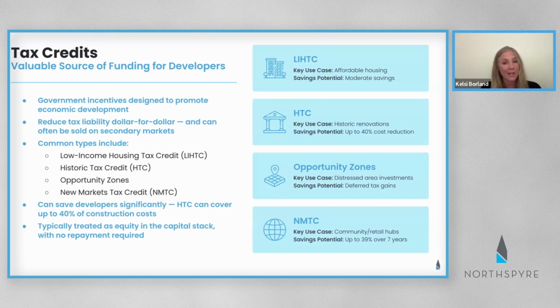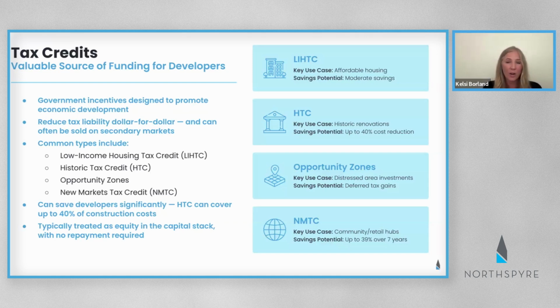There's a real potential for savings with a tax credit. They are a government incentive meant to promote economic development. But the real benefit is that they reduce tax liability dollar for dollar. So this is not a tax deduction. This is a dollar for dollar reduction in your tax liability. We put some of the savings here on the side. Some of these, like the new market tax credits and historic tax credits, have up to a 40% reduction in construction costs. So real savings for developers utilizing those tax credits.